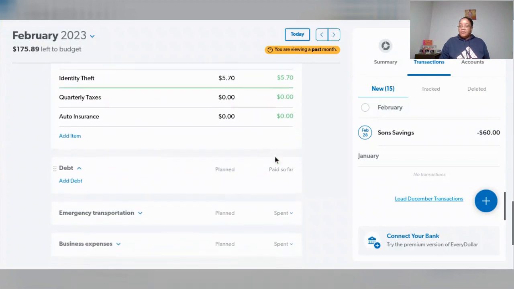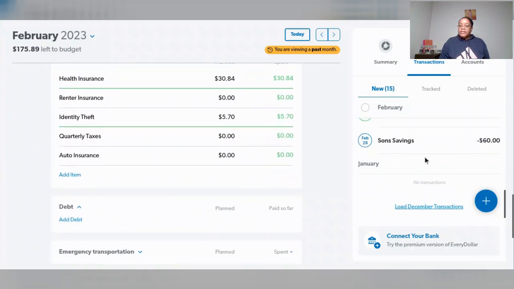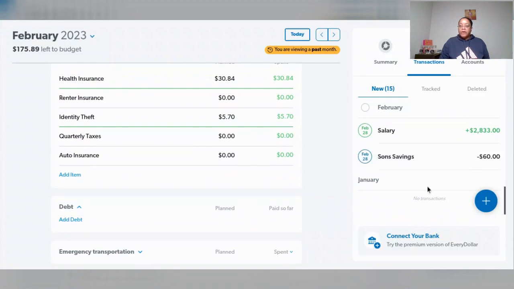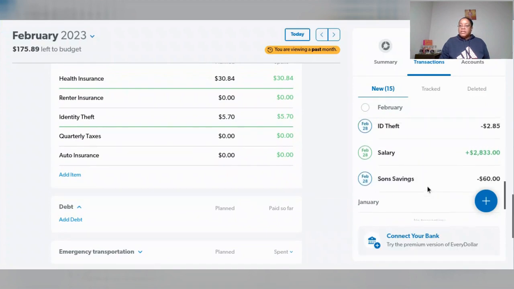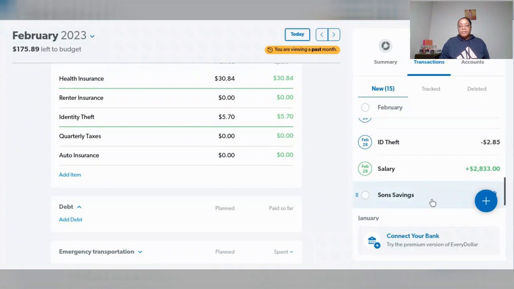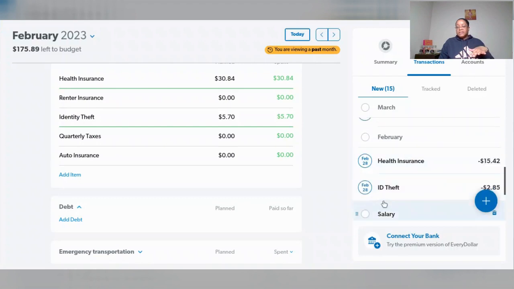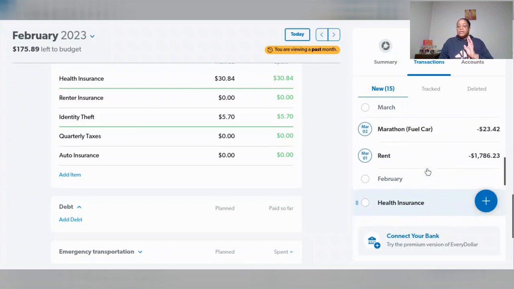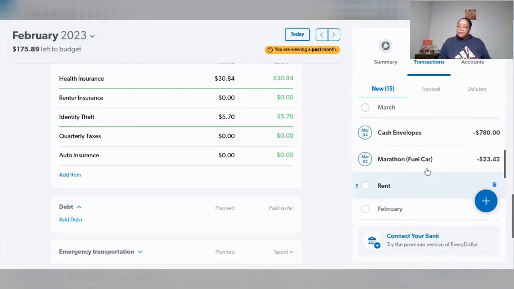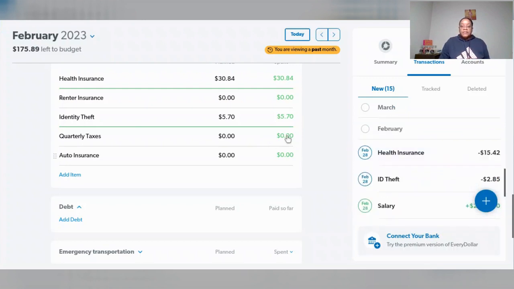A whole mess. Okay, so I'm checking through my transactions to make sure I got everything from January. The only thing that should be left from February should be my identity theft, health insurance, and my pay, as well as the money that will go to my sons from February 28th, which is part of the March budget. It's not a part of February. And that's my March transactions here.